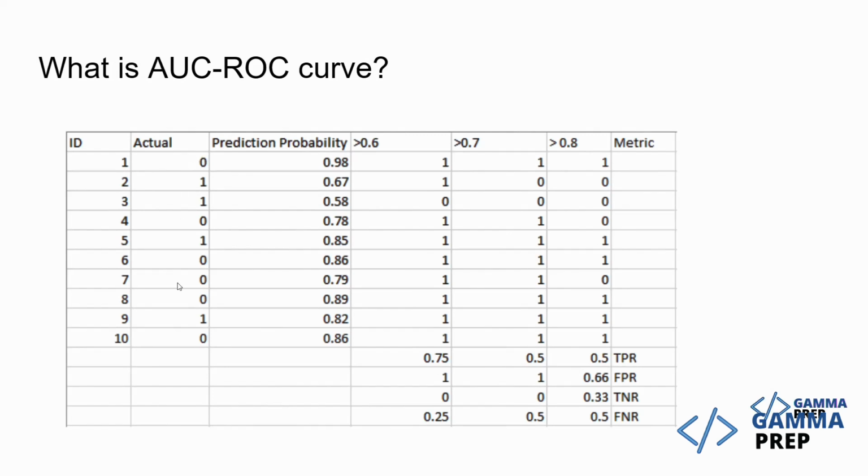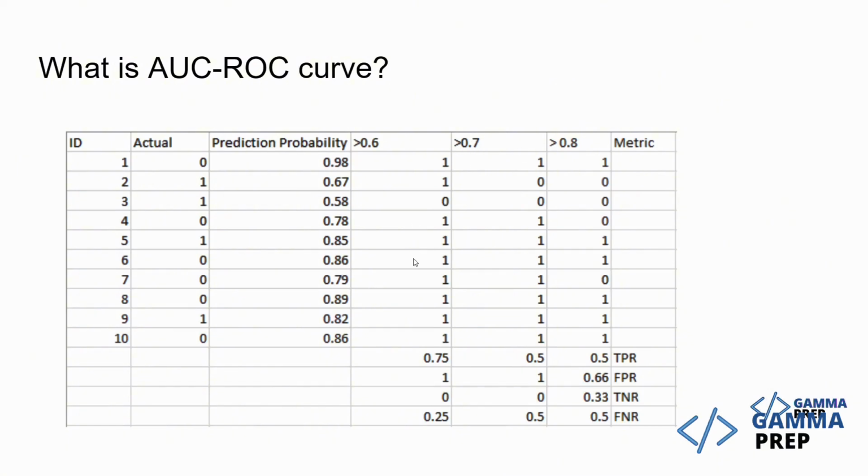Let's say the actual Y values that we have are 0, 1, 0, 1, and so on. And the probabilities that we got out of our logistic regression model were 0.98, 0.67, 0.58, 0.78, and so on. If we take the threshold to be 0.6, any value which is greater than or equal to 0.6 will be treated as prediction 1, otherwise it will be treated as 0. So 0.98 will be predicted as 1. 0.67 will also be predicted as 1. But 0.58, which is less than 0.6, will be predicted as 0. 0.78 predicted as 1, 0.85 predicted as 1, 0.86 predicted as 1, 0.79 predicted as 1, and so on.